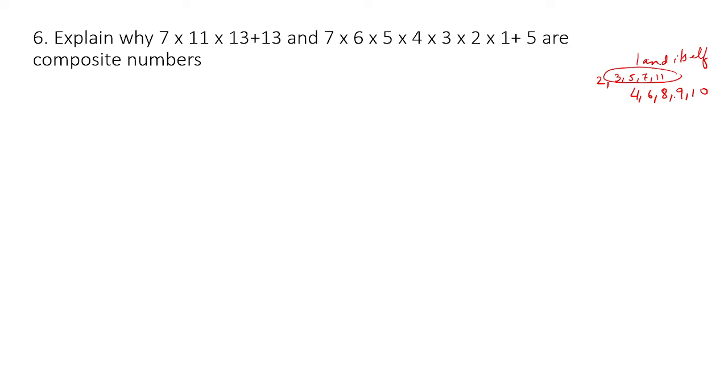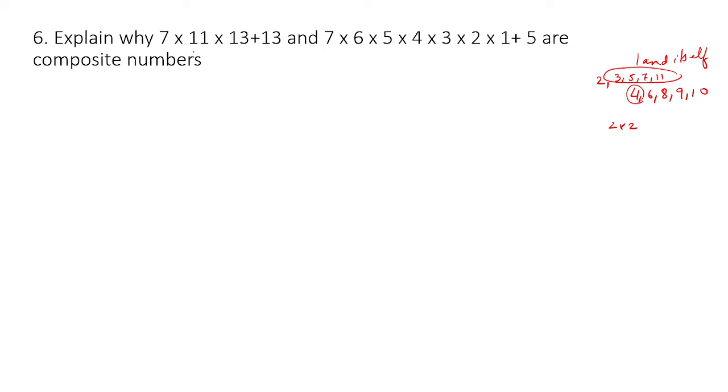4, 6, 8, 9, 10 are composite numbers because they are multiples of not just 1 and itself but also of other numbers. In the case of 4, it is a multiple of 1 and itself, which is 4, but it can also be multiplied with 2. In the case of 6, it is a multiple of 1, itself, that is 6, and 2 and 3 as well. Same case for 8: a multiple of 1, itself, which is 8, then 2 and 4. Same goes with 9.